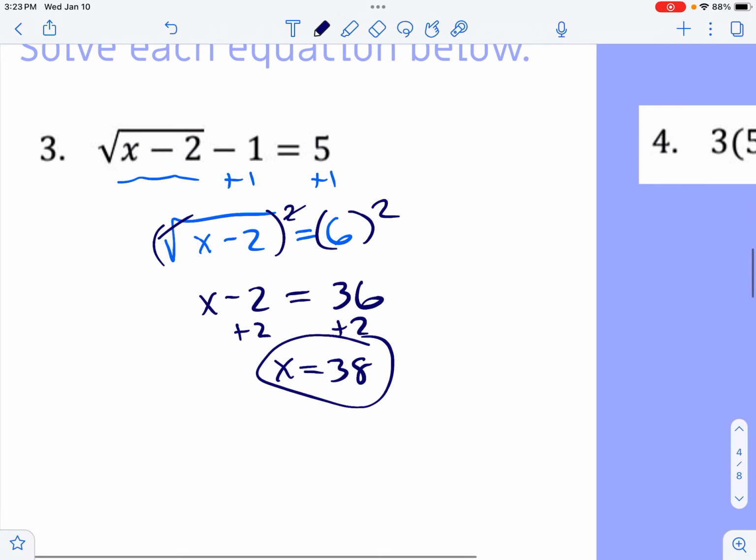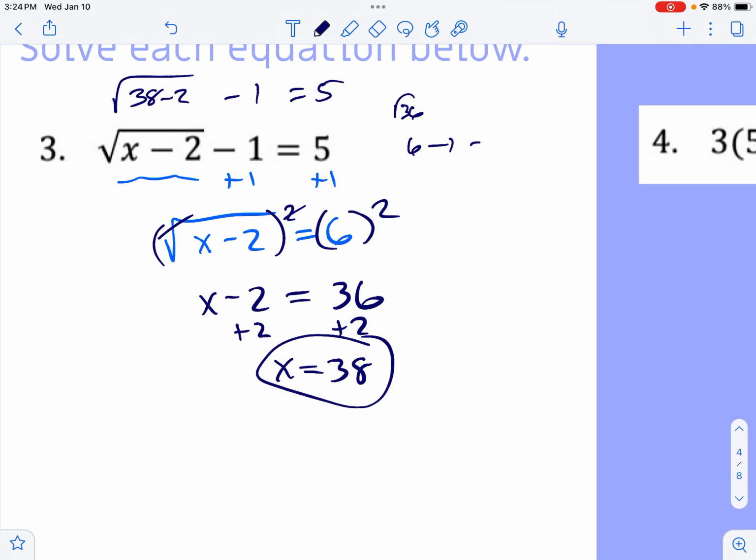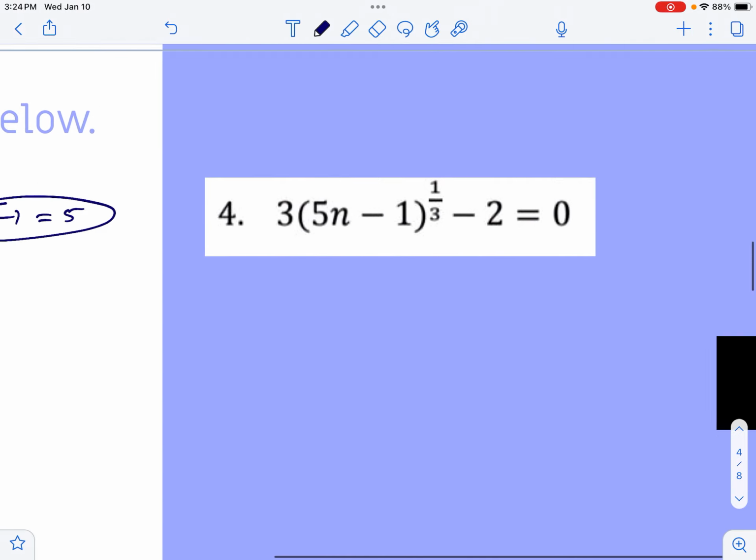If you plug that back in, you get the square root of 38 minus 2, minus 1 equals 5. Well, 38 minus 2 is 36. Square root of 36 is 6. 6 minus 1 is equal to 5, so that does work.